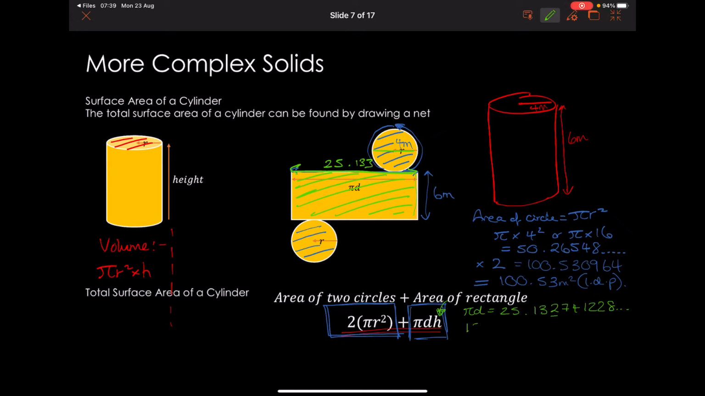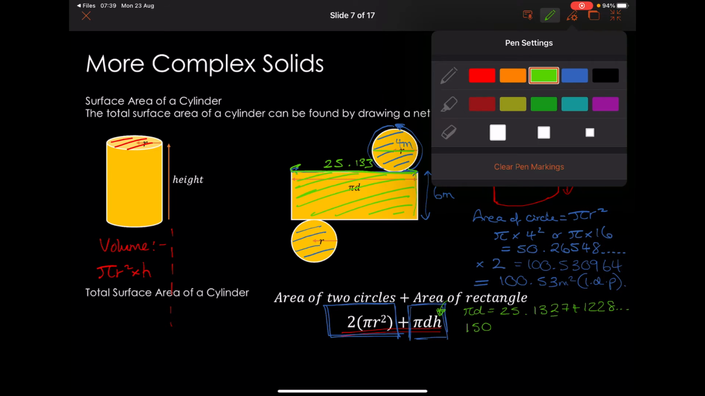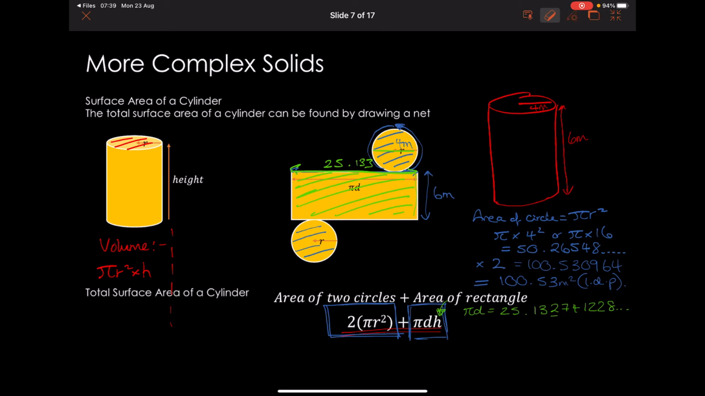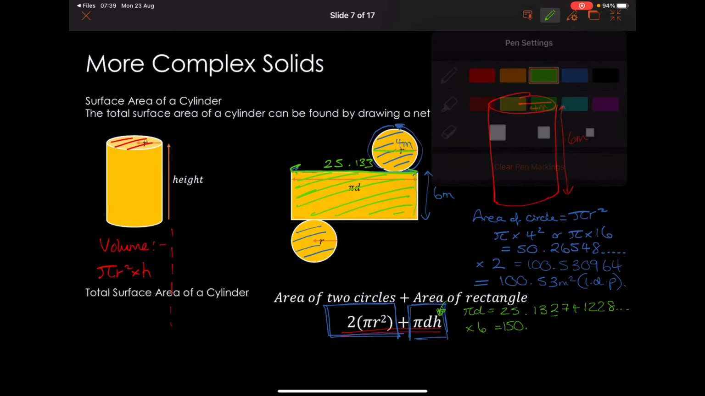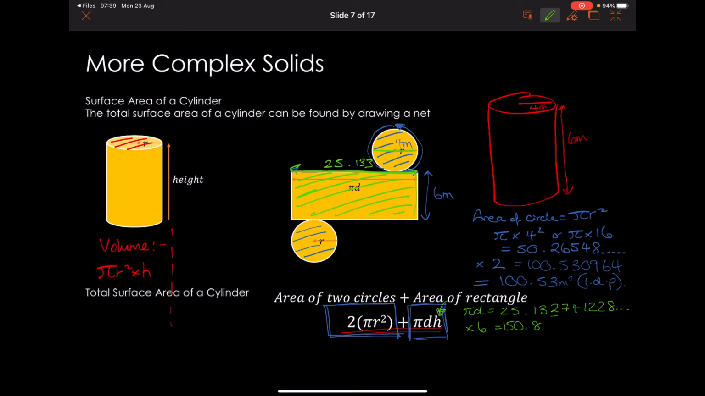Okay, so 150, oh sorry, let me write down what I've done so you don't get confused. Times by 6 equals 150.79, let's do it this way, 150.8 meters squared, to 1 decimal place.